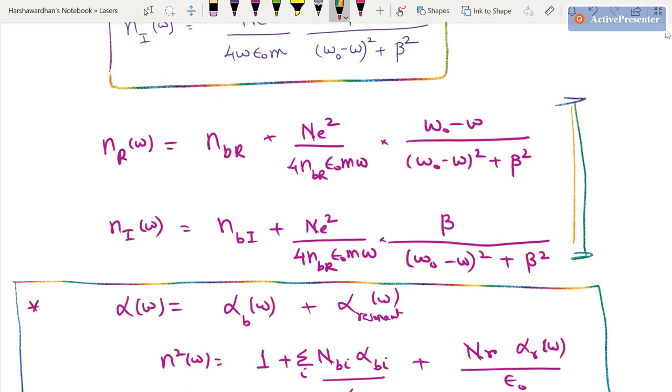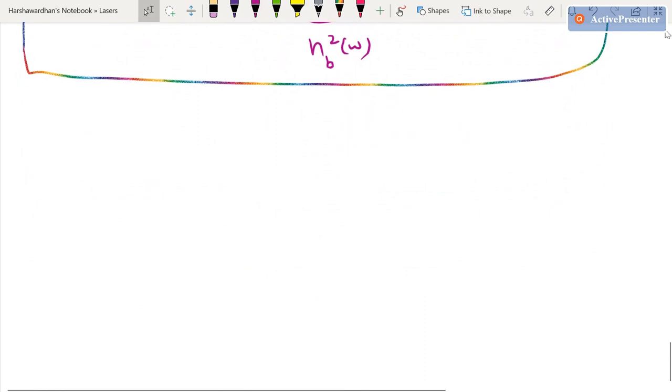All right. So after this, we are going to look at the frequency dependence of the real and imaginary parts, because that gives us insight into the behavior of what happens to the fields as they propagate inside such a medium.